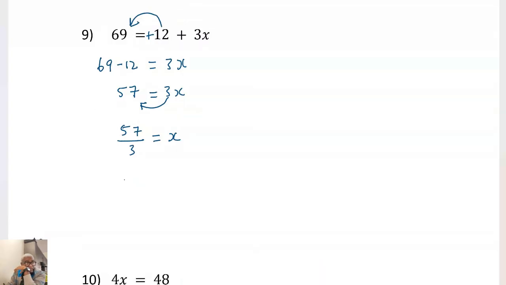Let's call that. 57 divided by 3 is 19. Right?